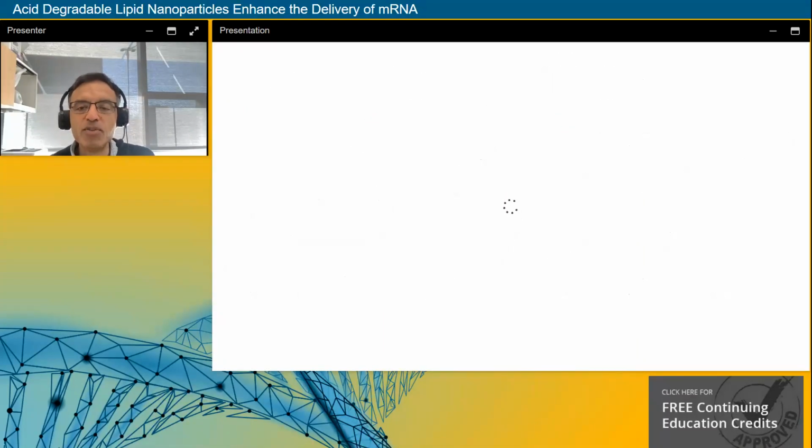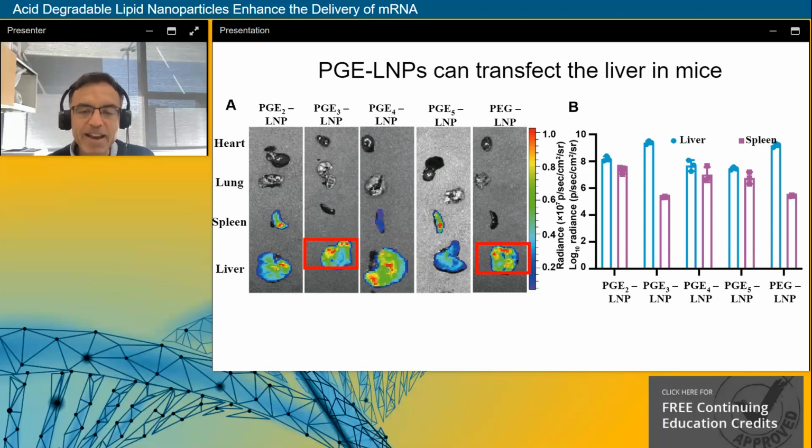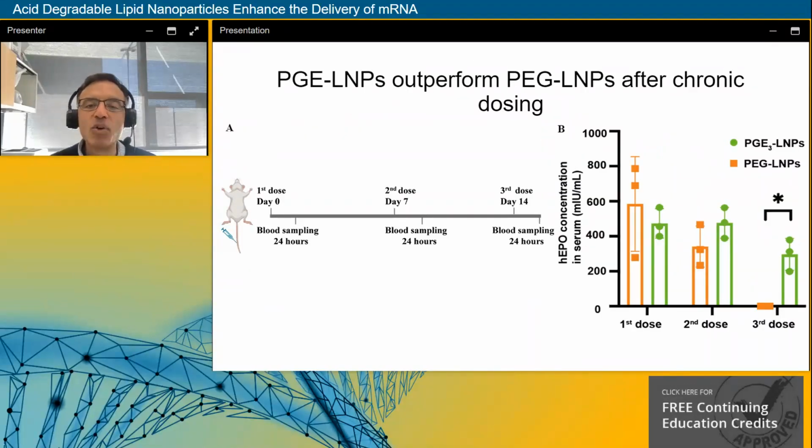In the interest of time, I'm going to move a little bit faster. We made PGE LNPs and injected them via IV and measured the amount of liver transfection using luciferase mRNA. The results are shown here. And what we can learn from this is that the PGE LNPs work about as well as the PEG LNPs. So based on this, we then investigated, can you do chronic dosing of PGE LNPs because you won't form PEG antibodies?